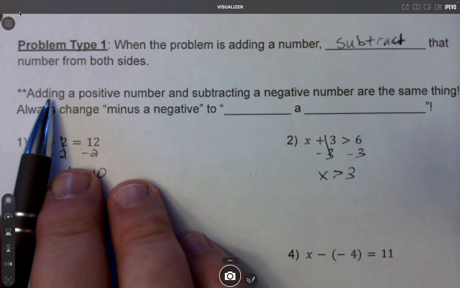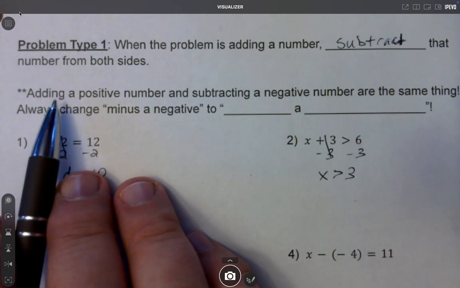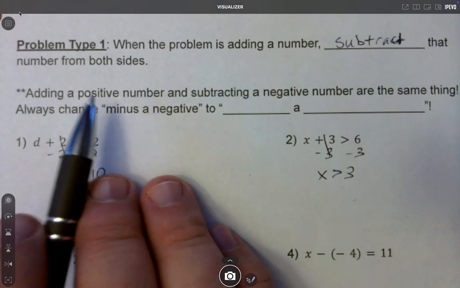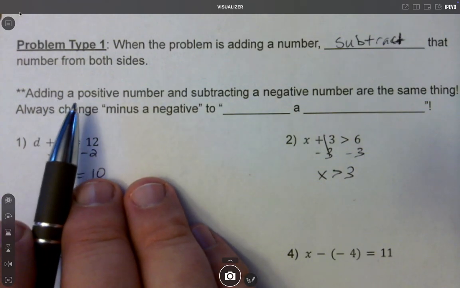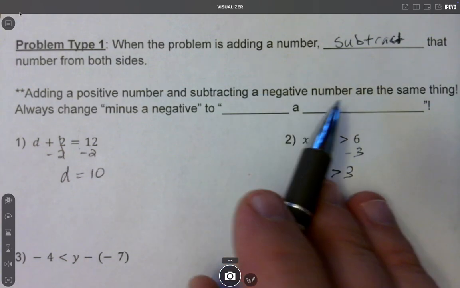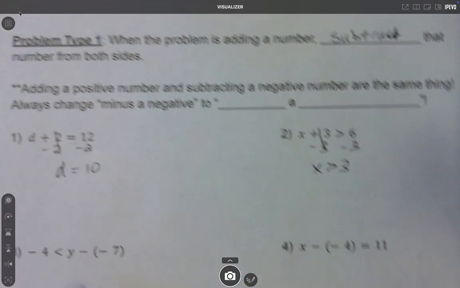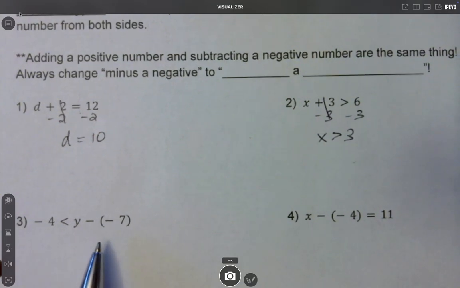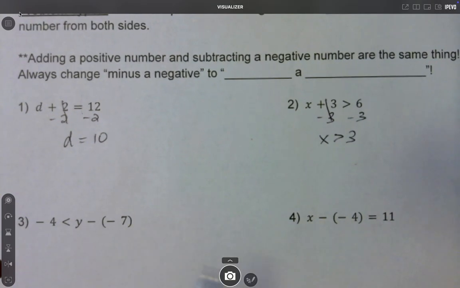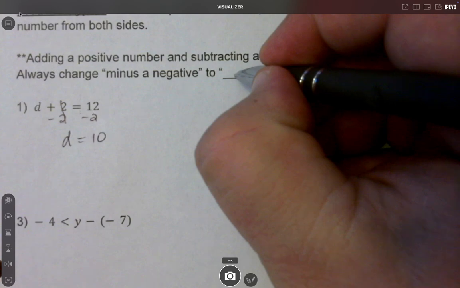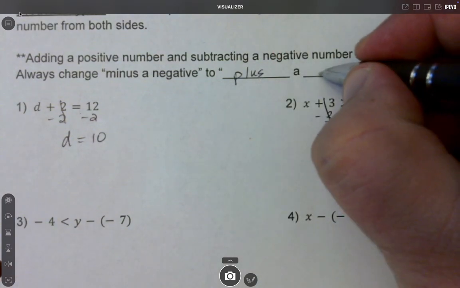This is an important thing to remember. I have very good students who forget this often. So I try to emphasize this as much as I can. Adding a positive number and subtracting a negative number are the same thing. So right here, you might first look at number 3 and 4 and say, wait, this isn't the same type of problem. They're not adding to the variable, they're subtracting. Well, they're subtracting a negative number. So you always change minus a negative to plus a positive.